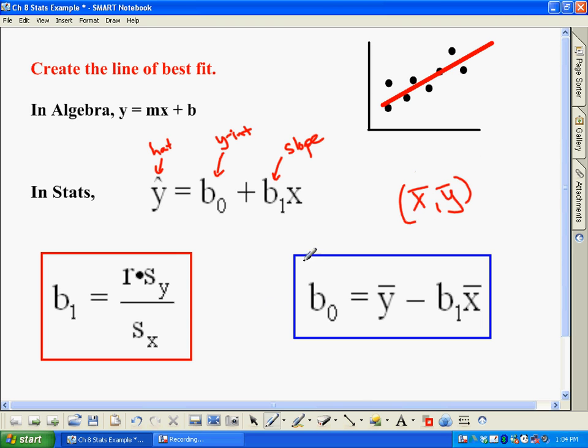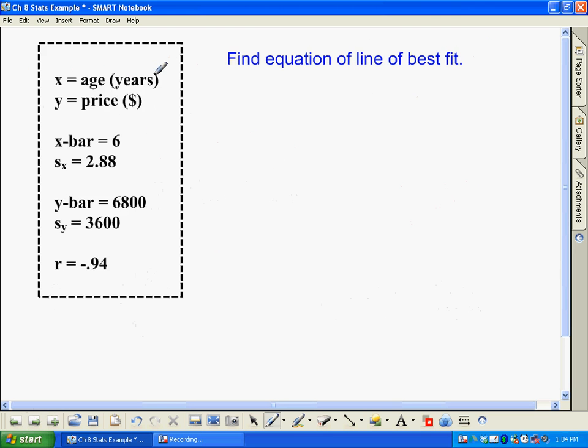So let me show you how this would work here. Let's say we didn't have all the data points here and we couldn't enter them in our calculator and run linear regression on it. Let's say instead we were given this scenario. We have a number of cars, and we don't really know how many, but we do know this. The mean of the ages is 6 years old, the standard deviation is 2.88, and the mean of the y's, which is the price being offered for sale, is $6,800, and the standard deviation of those prices is 3,600. And we also know r is negative 0.94, which makes sense because as cars get older, the price should be going down as well.